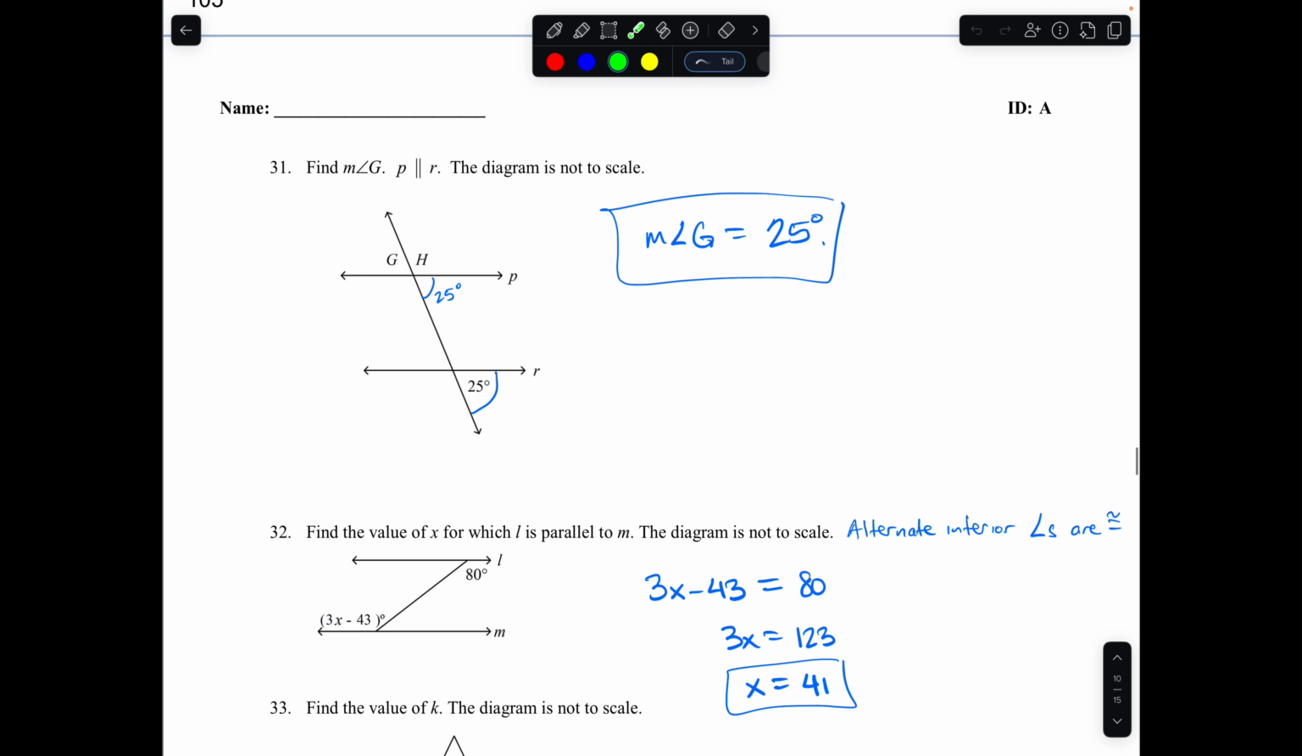Number 31, what's the measure of angle G? Again, we have parallel lines. So if this is 25, then so is this. And then this angle here is a vertical angle with angle G. So vertical angles are also congruent. Angle G has to be 25 as well.